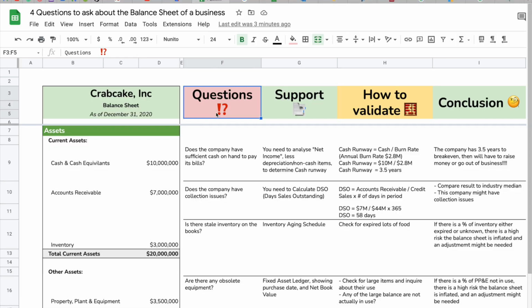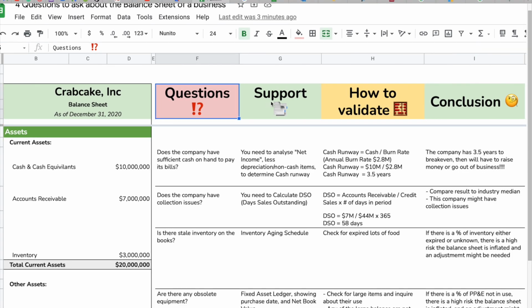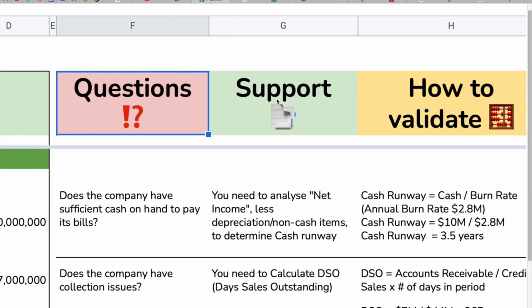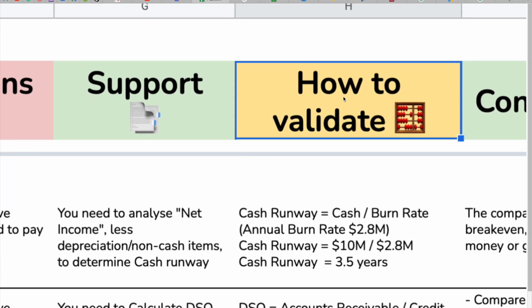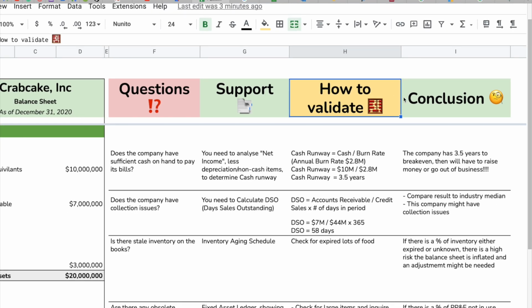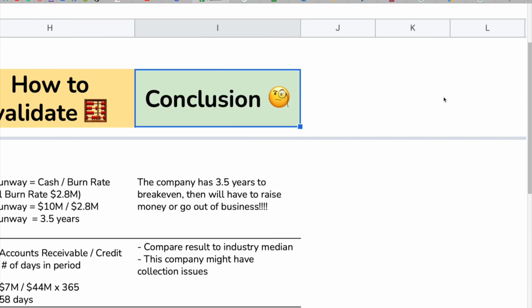So first, I'm going to show you the questions that you should be asking. Second, I'll tell you what support you'll need in order for you to answer these questions. And then third, I'll show you what you need to do in order to validate this support. And then finally, and most importantly, a conclusion. I'll show you how to draw a conclusion based on this information.